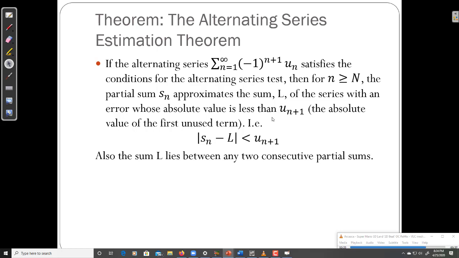Why is that? Well, it's because as you take your partial sum, with each subsequent sum, you're only adding one term. So s sub n plus 1 is s sub n plus the next one, so plus a sub n plus 1.